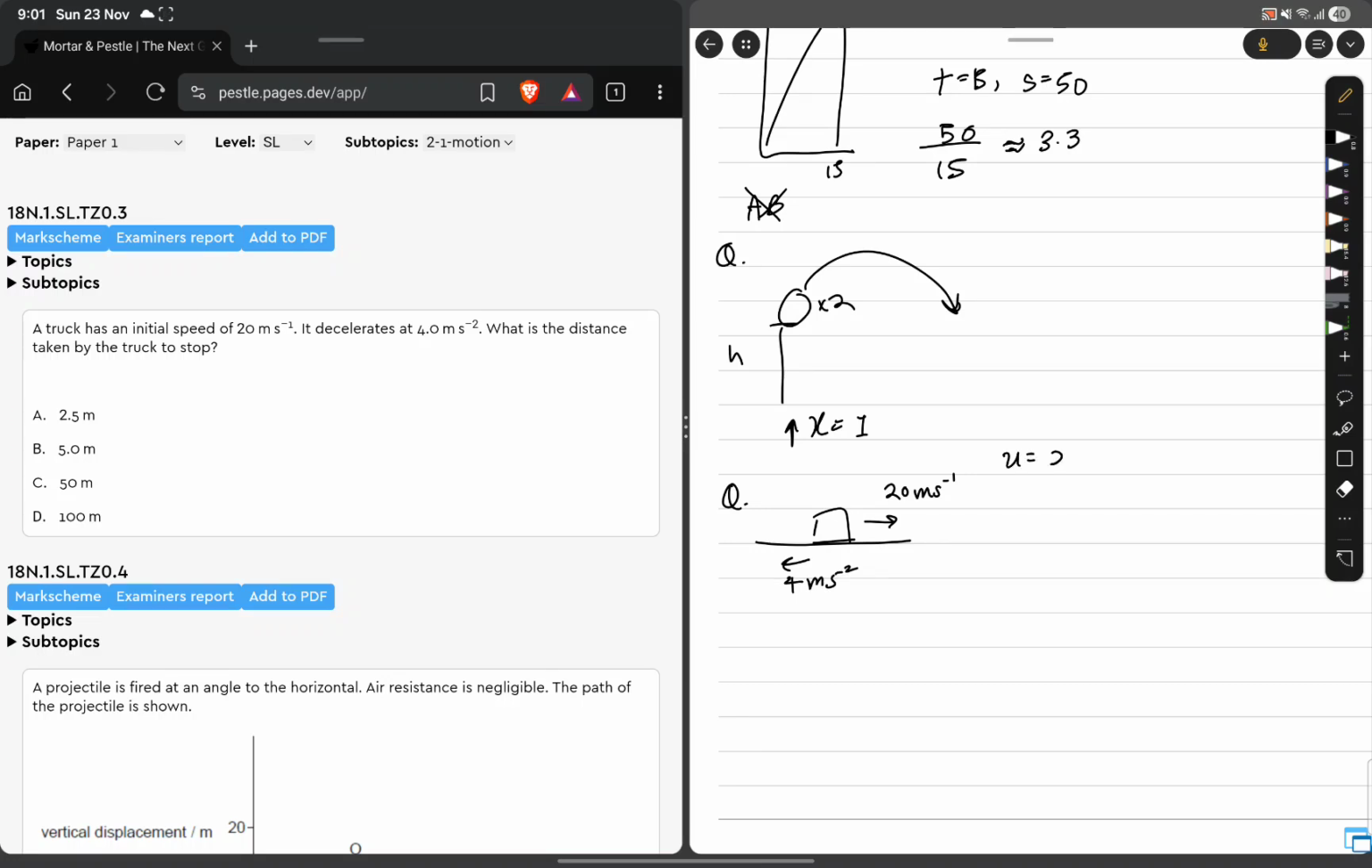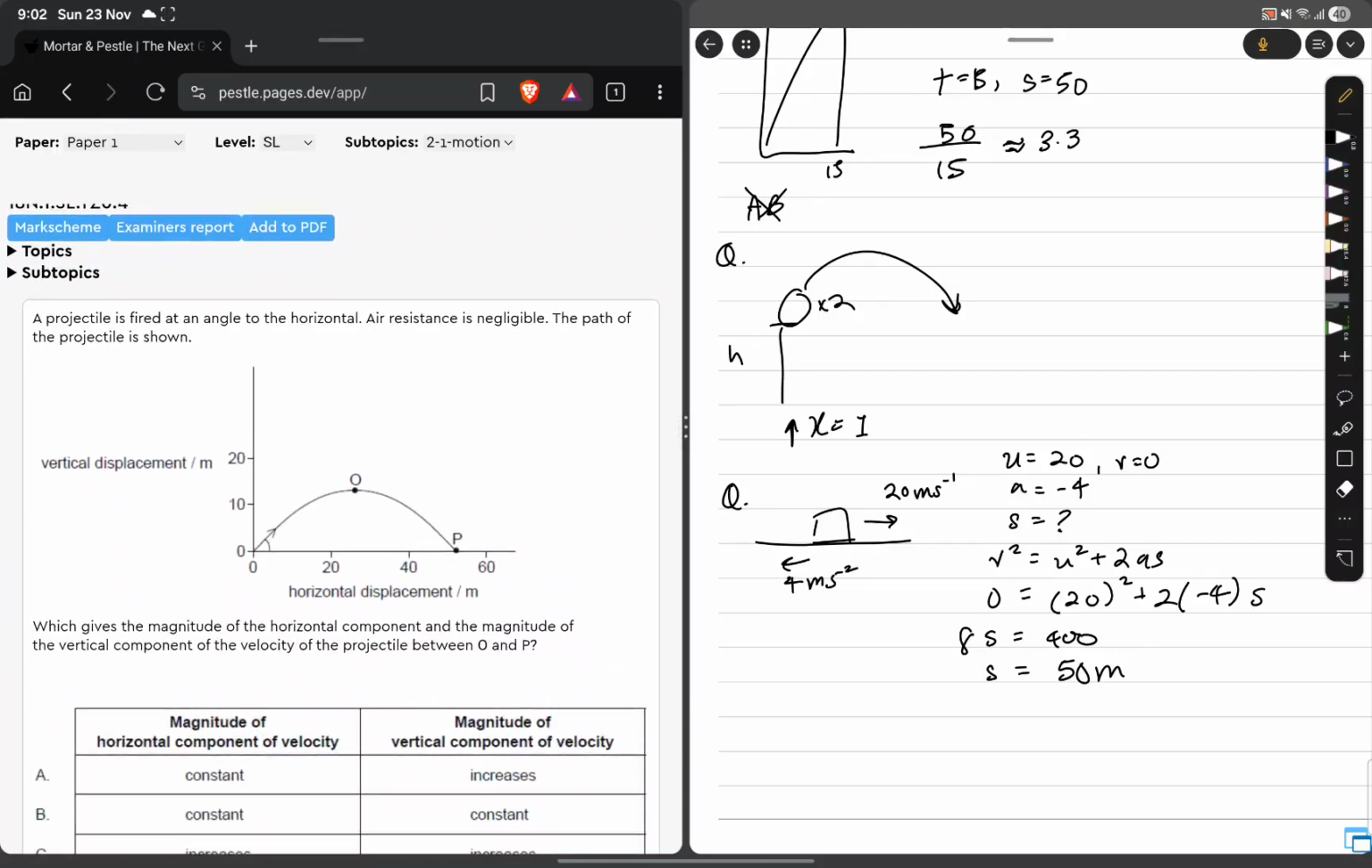We are given the initial speed 20, the acceleration -4, and the distance we have to find. So we're going to use v squared equals u squared plus 2as. We plug in our numbers, and v is 0 because it's going to come to rest. So 0 equals 20 squared plus 2 times -4 times s. With simple algebra, you isolate s and get 8s equals 400. s is around 50 meters. So that's C. Alright, next question.